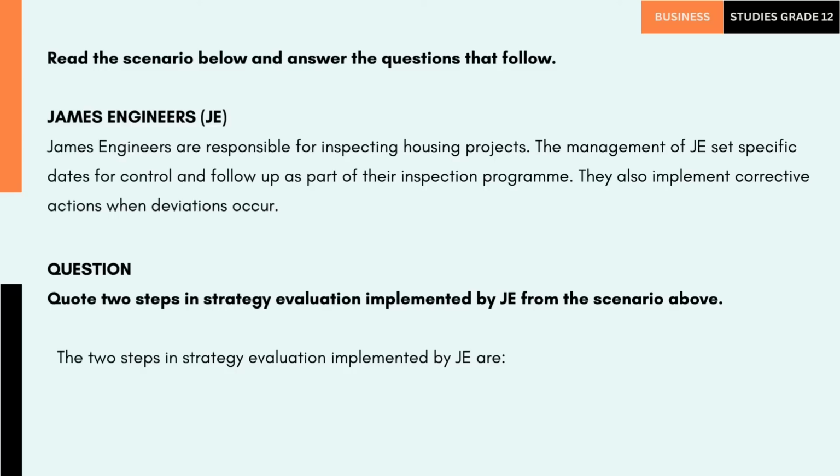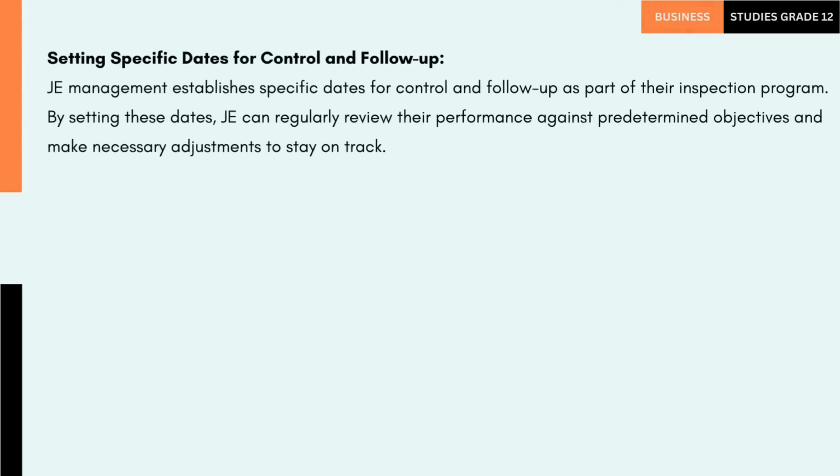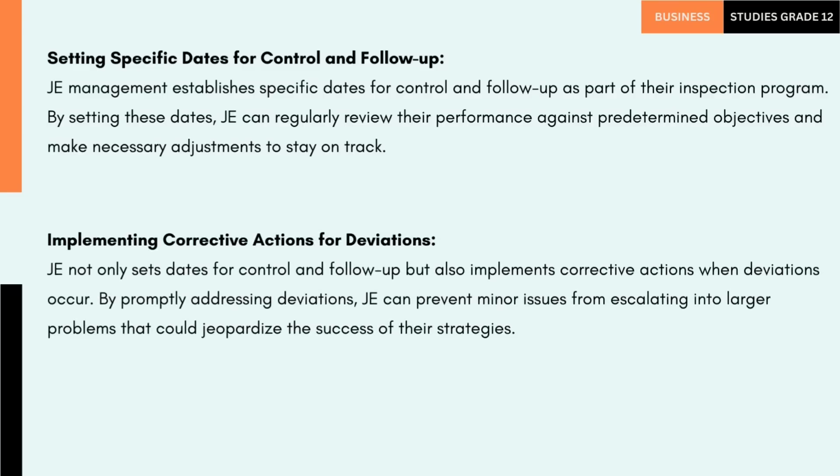The 2 steps in strategy evaluation implemented by JE are: 1. Setting specific dates for control and follow-up. JE management establishes specific dates for control and follow-up as part of their inspection program. By setting these dates, JE can regularly review their performance against predetermined objectives and make necessary adjustments to stay on track. 2. Implementing corrective actions for deviations.